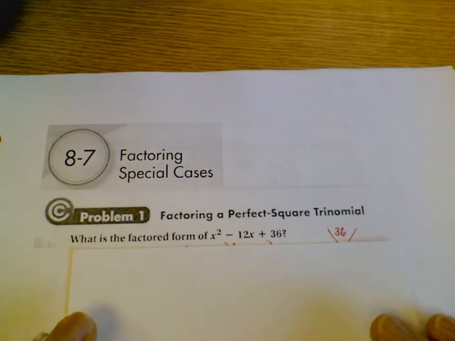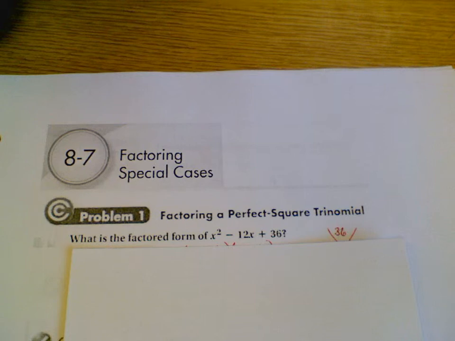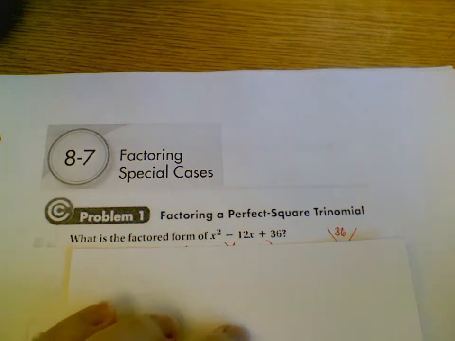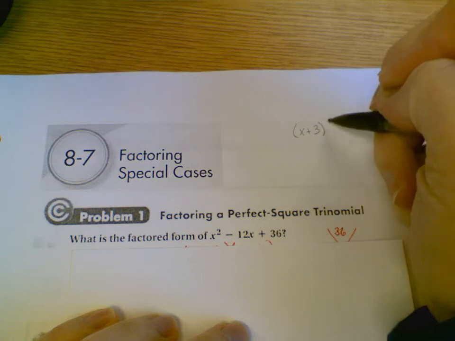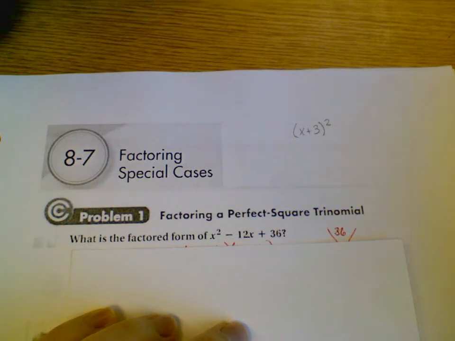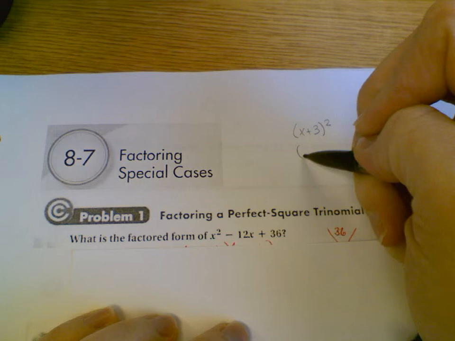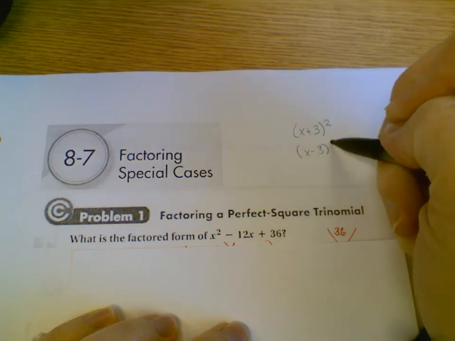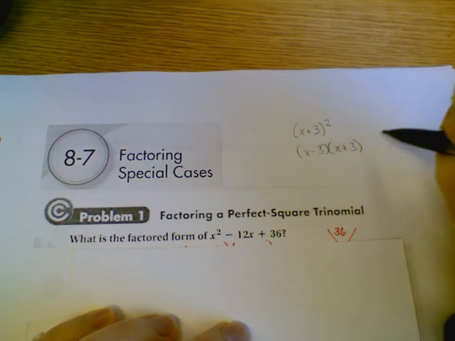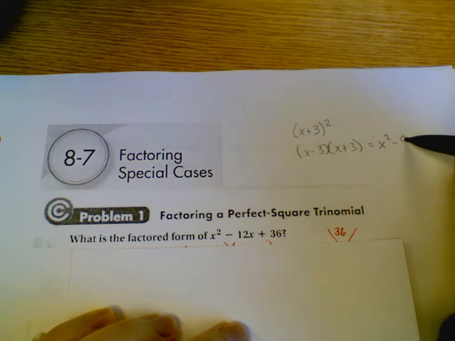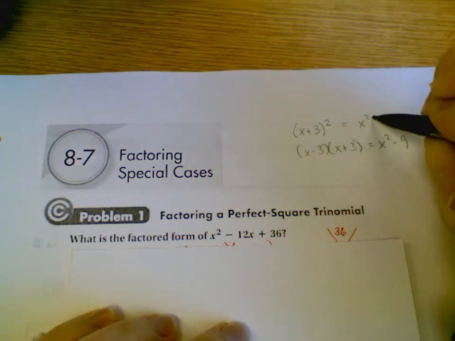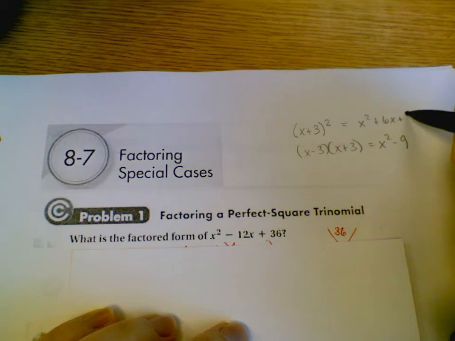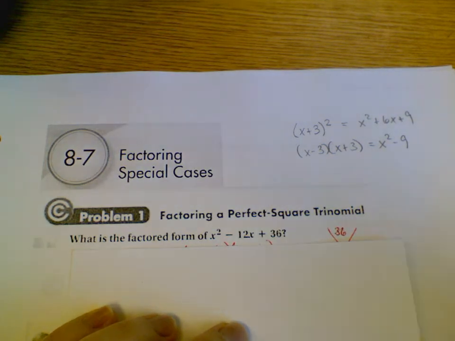Okay, so section 8.7 is still factoring, but there's those special cases. If you remember, we had problems like x plus 3 quantity squared, and you had to multiply those out. And then also remember we had the x minus 3, x plus 3, and it ended up looking like this for a difference of two squares. And then this one up here ended up looking like that. So we're going to do the reverse.